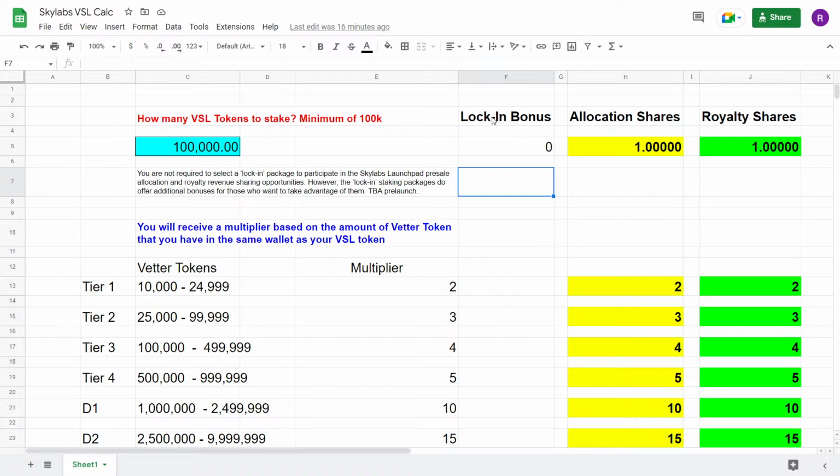Overtaker and Stars are on the money. Both of you said 100,000. You're absolutely right. You get to stake a minimum of 100,000 VSL tokens to get one allocation share and one royalty share. Aaron with 100,000, right on.